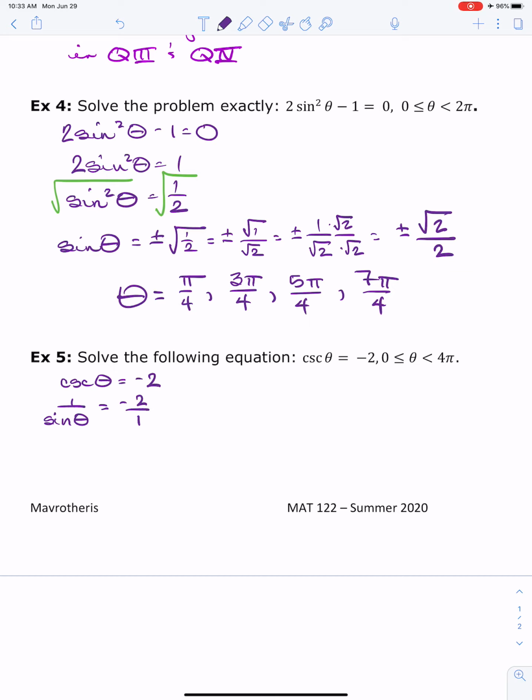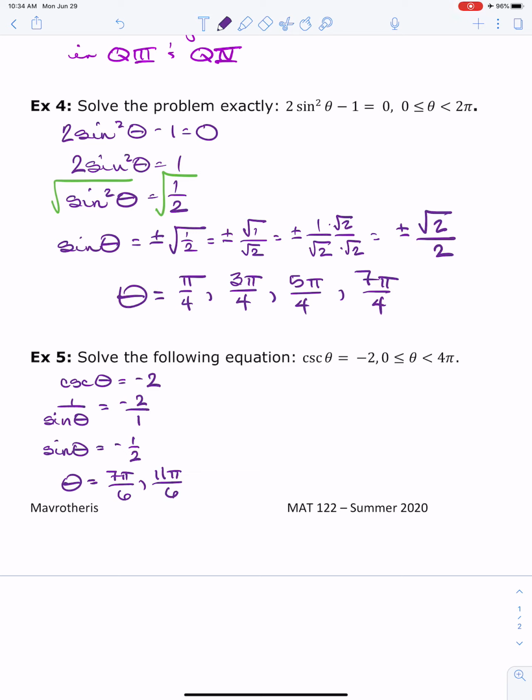Because if I have two fractions that are equal, two ratios, I can just flip them over. So sine theta over 1 equals negative 1/2. I know where the sine of theta is negative 1/2. That's 7 pi over 6 and 11 pi over 6. And now I'm going to go back and reread my problem statement. It says solve the following equation. Cosecant theta equals negative 2. I've done that. But now it's looking for values that are between 0 and 4 pi. I found the two values that are between 0 and 2 pi.